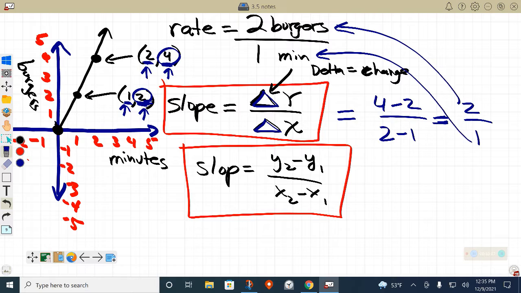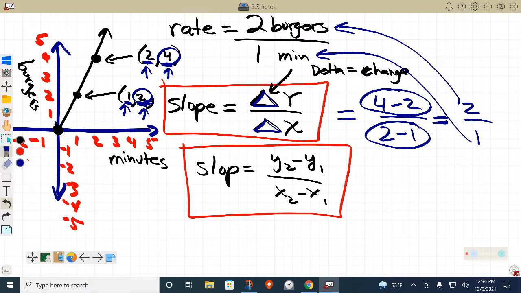So the slope is the same thing as the rate. And to find the slope, you take the change in the y values divided by the change in the x values, and you get your slope, which is your rate. I want to hammer in your mind that the rate is the slope and the slope is the rate. So how would you write the slope? Like that, 2 over 1. But if we want to write the rate, what does a 2 represent? Oh, it means burgers. What does a 1 represent? Oh, that means minutes. So it's 2 burgers per minute.